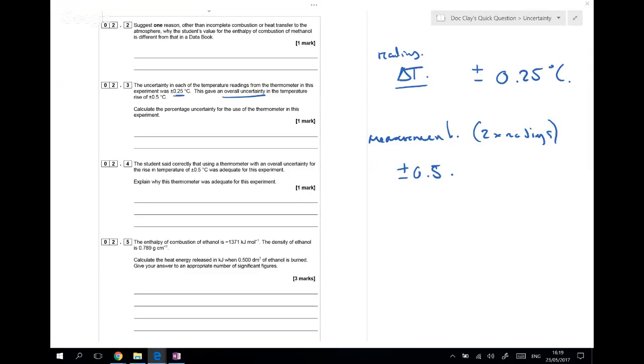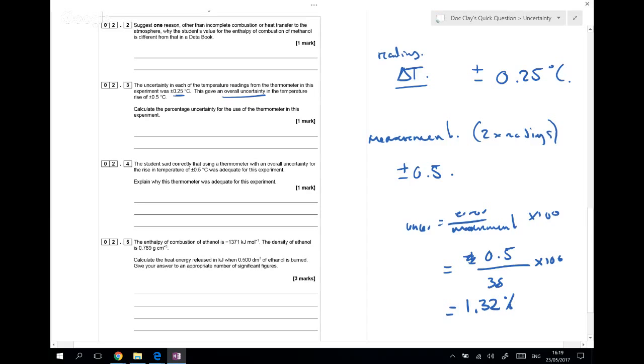So now, in order to do that for this particular question, we're going to have percentage uncertainty again equal to the error over the measurement times by 100. Well, in this case, the error is equal to plus or minus 0.5. So we simply put in 0.5 over the measurement. Now, if we go through and check the measurement, the change in temperature for this particular experiment is 38, times by 100, giving us a percentage uncertainty in this example of 1.32%.